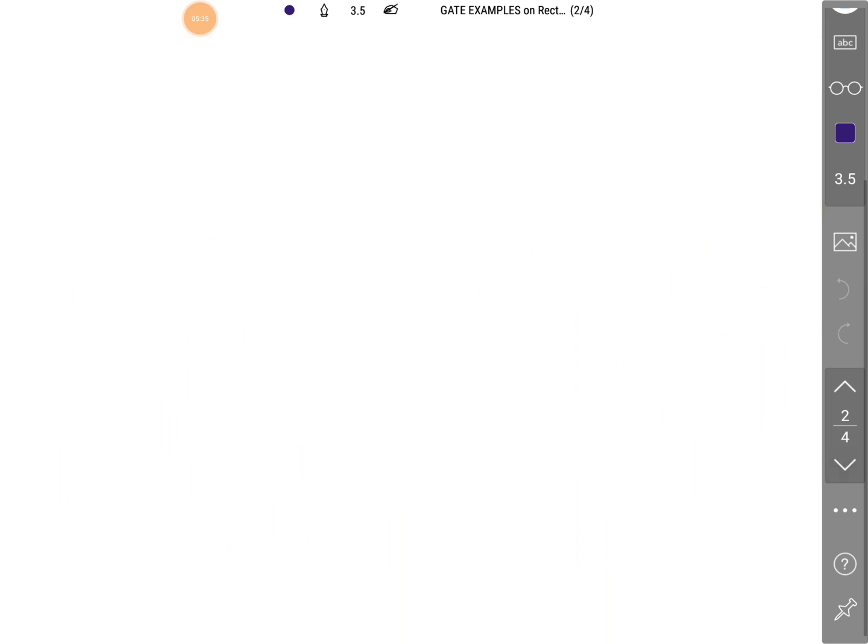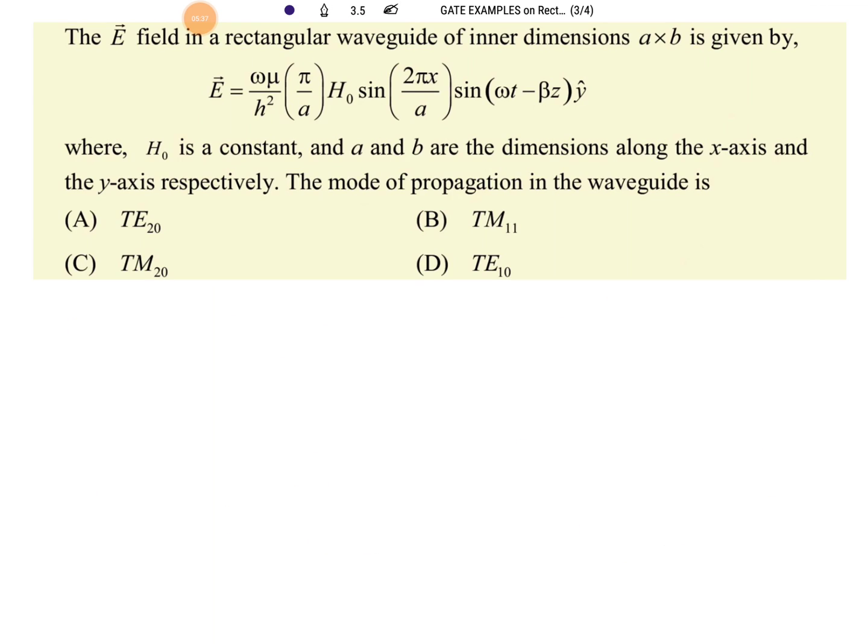Now let us solve a few more questions. In this question, the electric field in a rectangular waveguide of inner dimension a cross b is given by this basic formula. Here H0 is a constant, and a and b are the dimensions along the x-axis and y-axis respectively. The mode of propagation in the waveguide is what? So here we are dealing with identifying the mode of propagation.